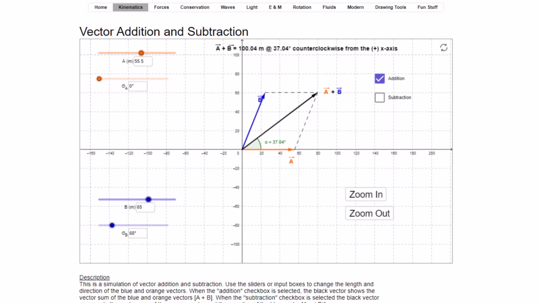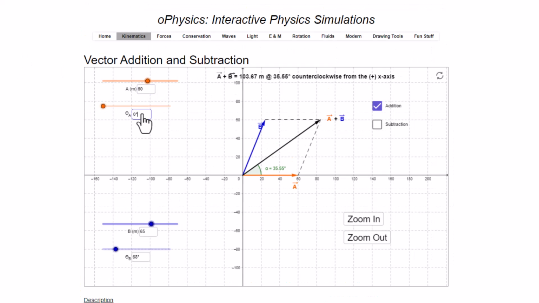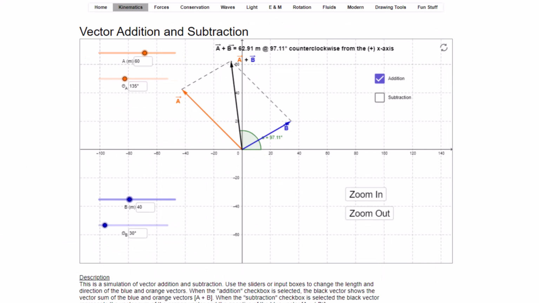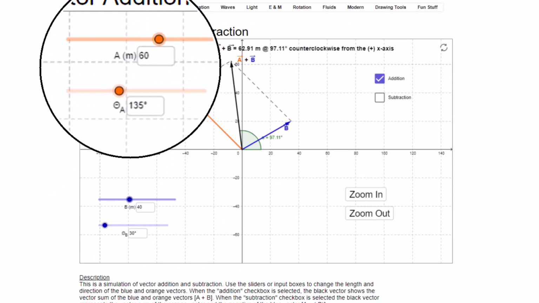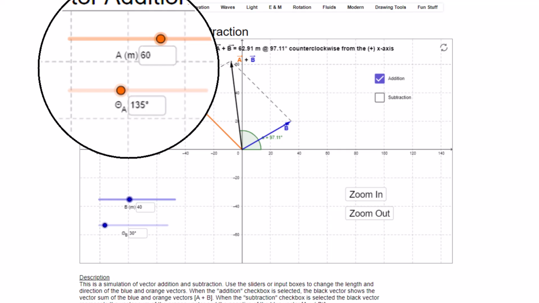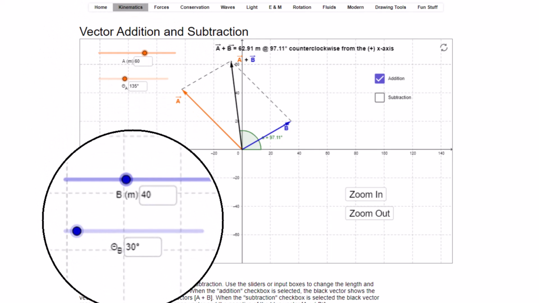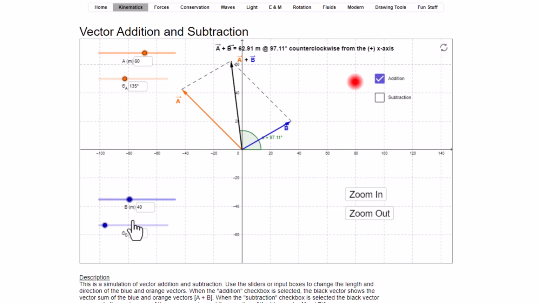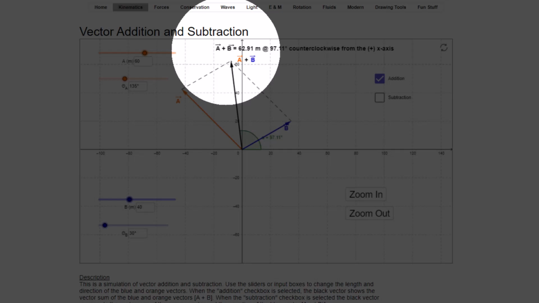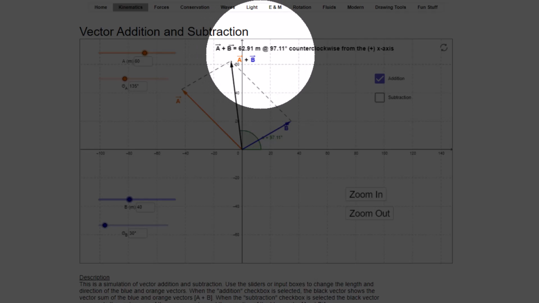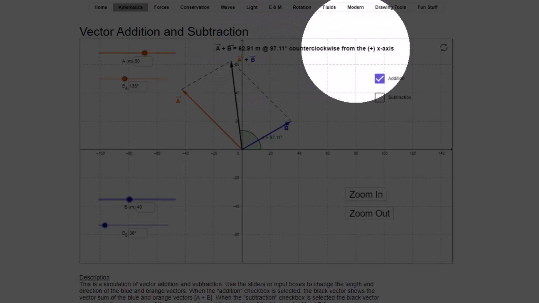Let's now look at adding and subtracting these two vectors. Once again, we'll fill in our data for vector A and vector B. Let's look at this. We have vector A with a magnitude of 60, and in this simulator an angle of 135, which is the 180 take 45, gives us 135. And vector B has a magnitude of 40 and an angle of 30. We add these two vectors together, and we see the addition of vector A and vector B results in a magnitude of 62.91 meters at an angle of 97.11 degrees counterclockwise from the positive x-axis.